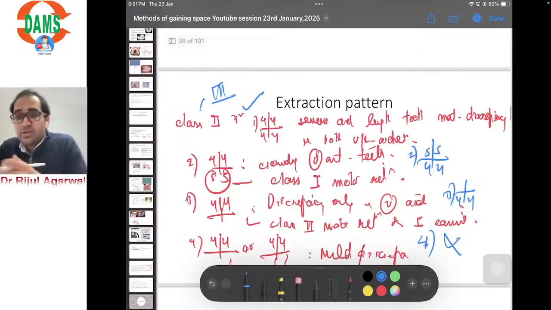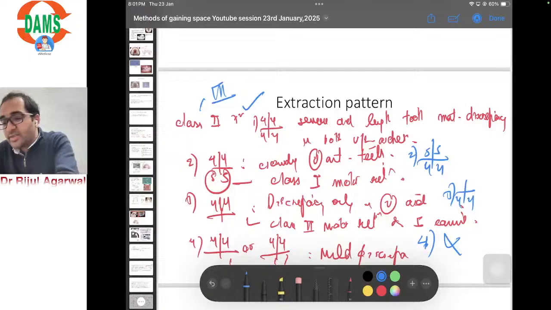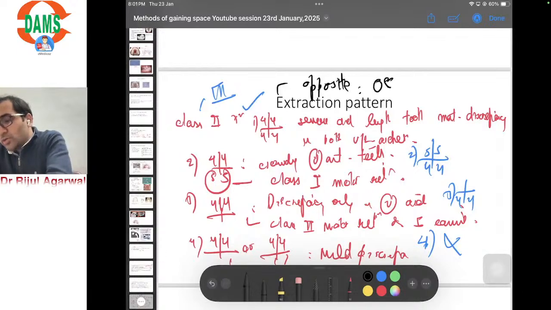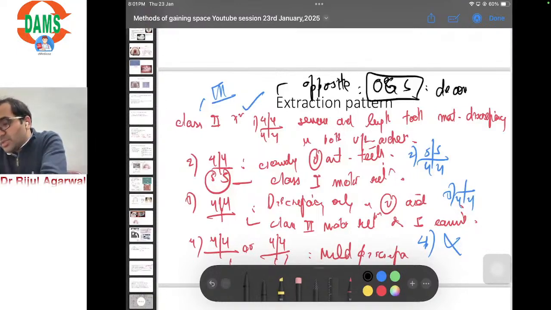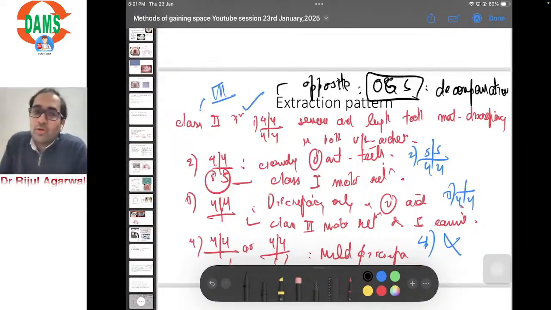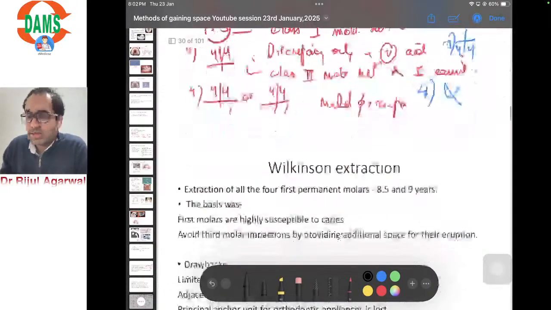These extraction patterns, these camouflage extraction patterns, are exactly opposite when we go for orthognathic surgery. So there comes the decompensation extraction pattern. So here what we are doing is camouflage, there comes the decompensation, so it will be exactly opposite. Class 2 extraction pattern will be exactly opposite. Reasons we have discussed already in the lectures.